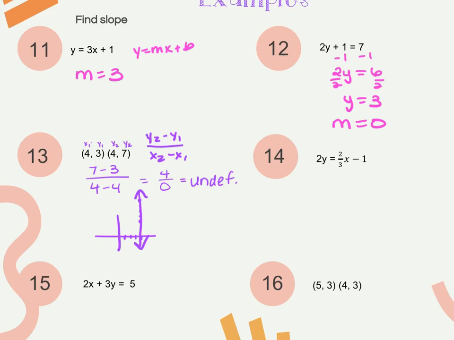Does it matter which one's for y1? Nope, as long as you use the same number in the parentheses. So I can't do like an x1 and a y2. But you could have switched, I could have made this x2, y2, and x1, y1. The order there doesn't matter. But I can't pull one coordinate from one and then the other coordinate.